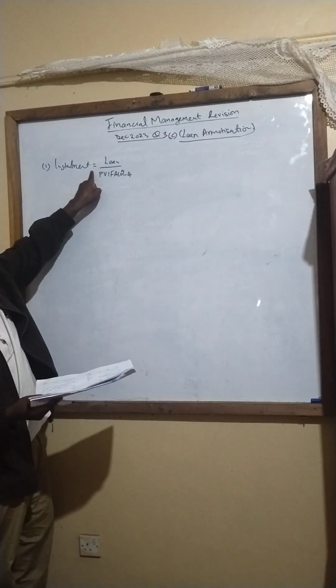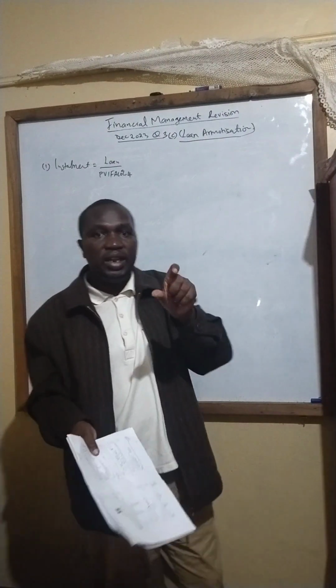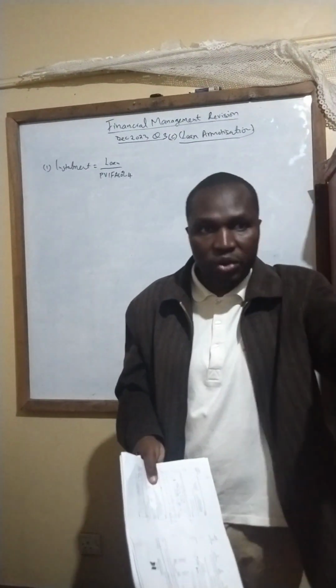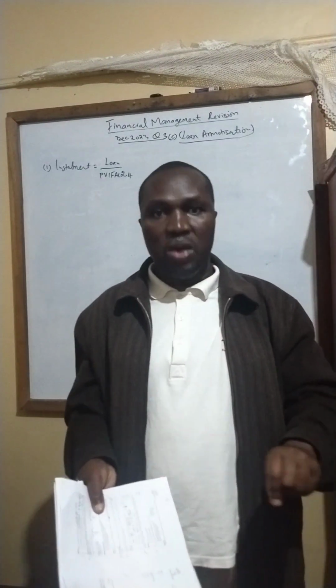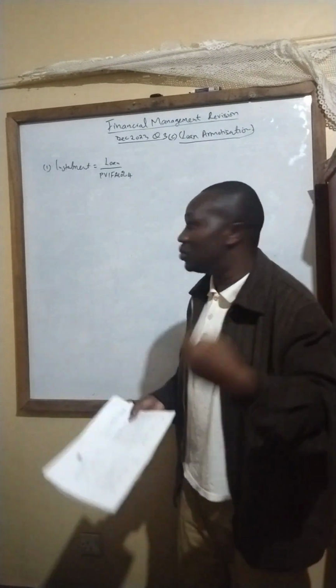This loan interest here is an annuity. Annuity means it is a constant amount of money either received or paid at the end of every period or at the beginning of every period. We normally say we have the ordinary annuity and the annuity due. So there are 2 types of annuity.